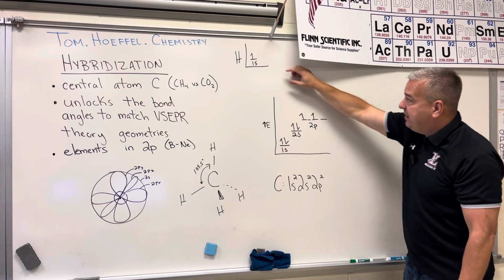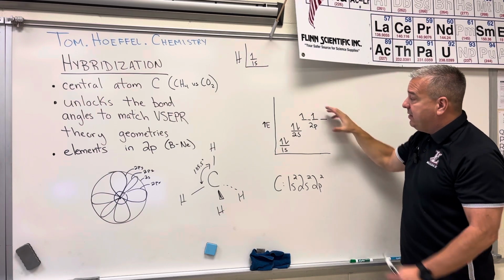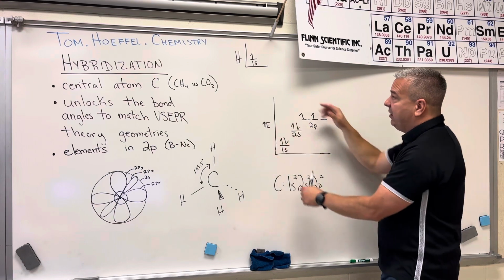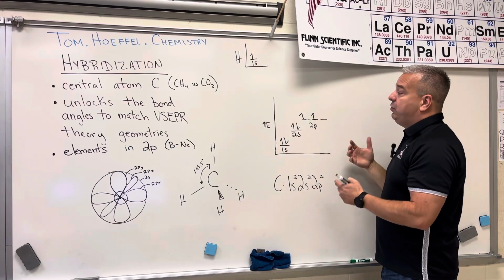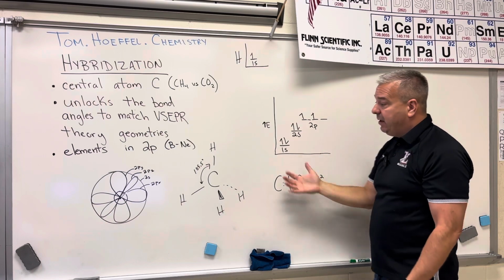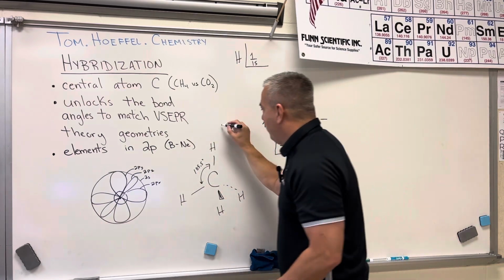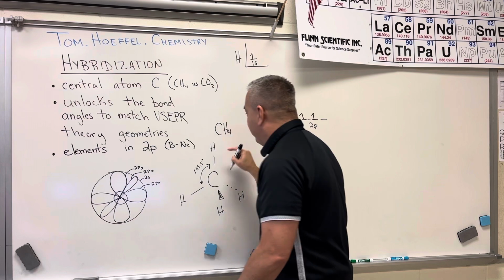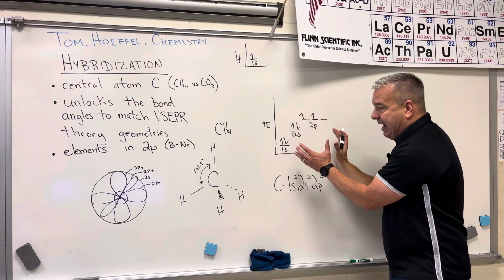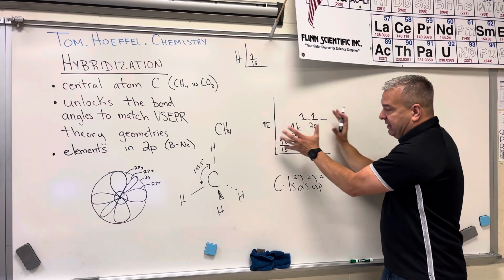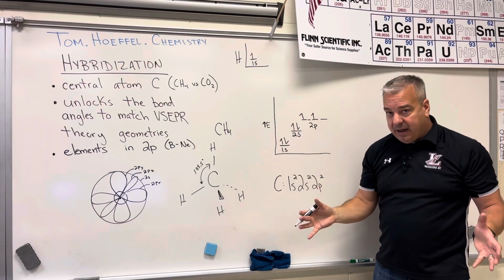That's where electrons can come in to bond. So the way I see it here, it looks like if we have hydrogen atoms, it could only make two bonds with carbon. But when we look at CH4, there are 4 hydrogen bonds. So how does that happen? Well, it means that these orbitals have to hybridize.